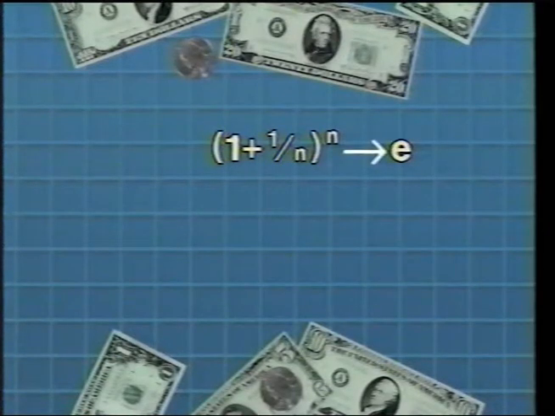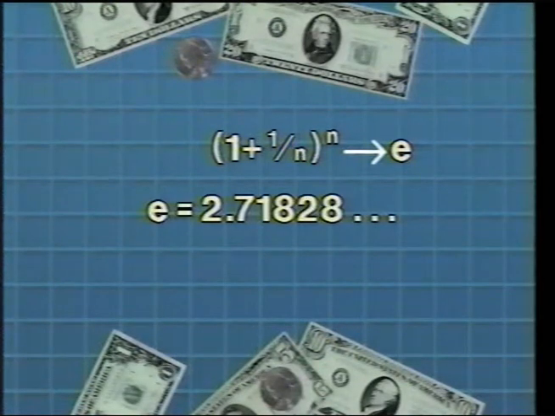With a deposit of $100, in 1 year it would grow to $100 times 1 plus 100%, or 1, over n raised to the nth power, where n is the number of compounding periods. As n gets bigger, the term 1 plus 1 over n to the nth gets closer and closer to a special number called e. Now, e equals 2.71828... The 3 dots mean that the decimal never stops.